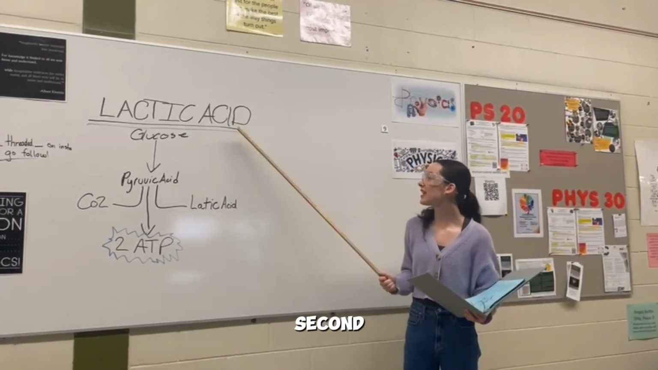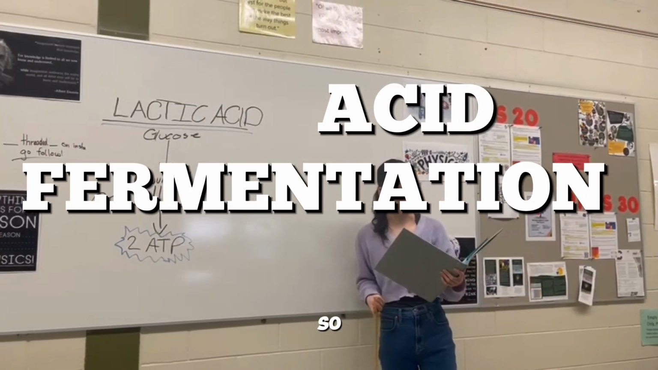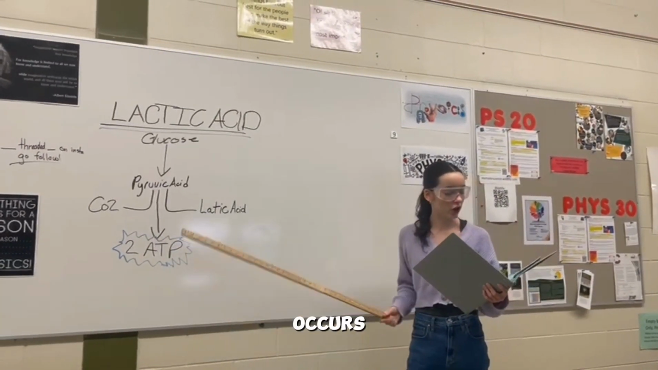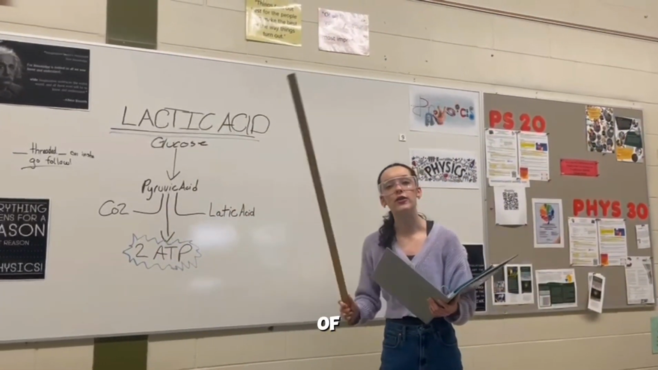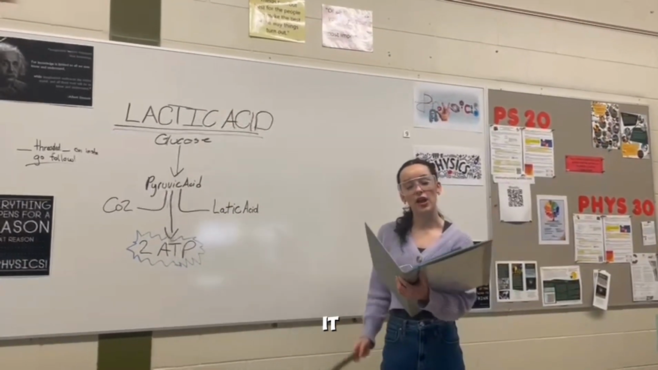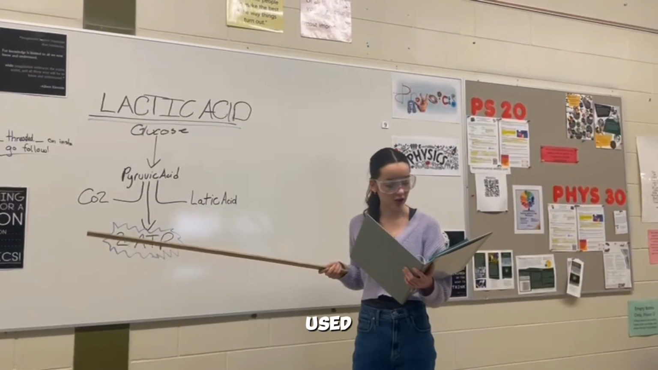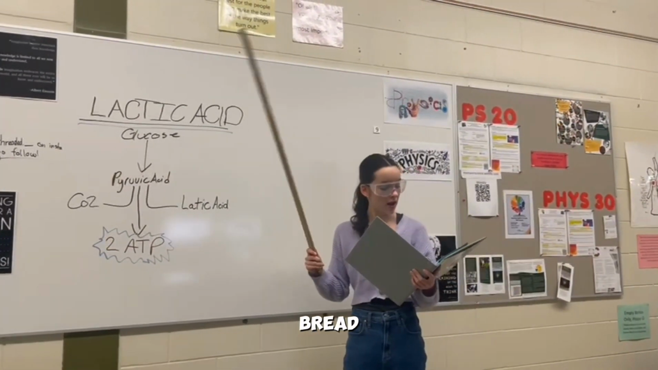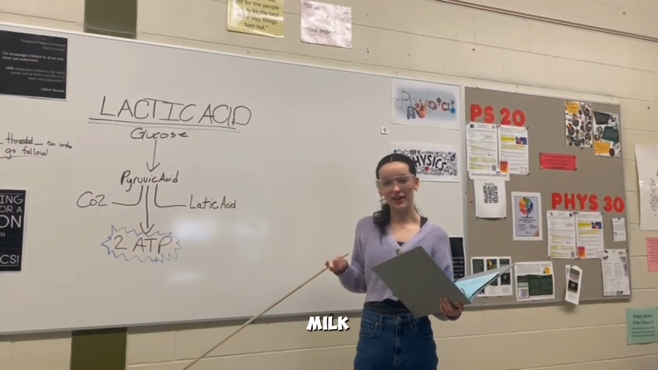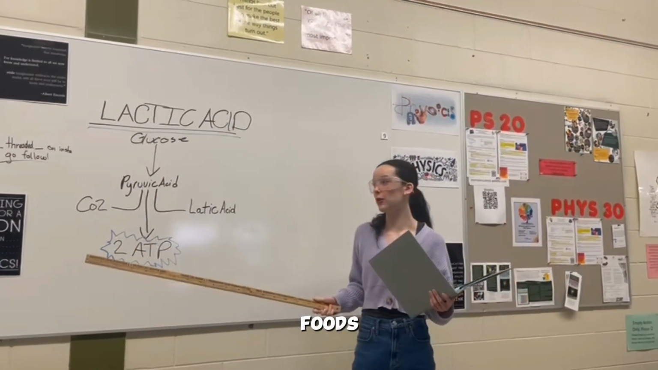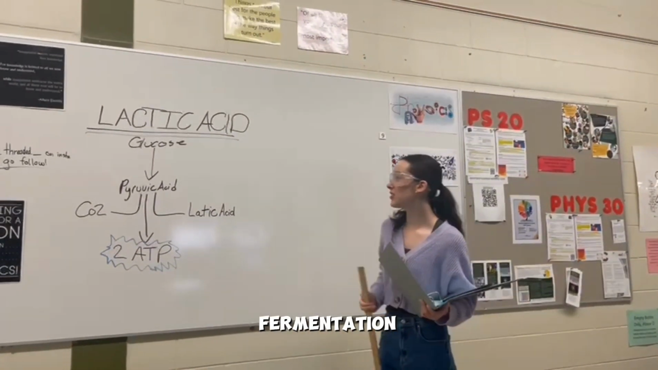Alright folks, our second experiment is lactic acid fermentation. So, lactic acid fermentation occurs in muscle tissue that lacks oxygen as a result of strenuous exercise, but it also occurs in certain bacteria whose flavor secretions are used to flavor sourdough bread, yogurt, some cheese, and the acid that makes milk, and other numerous fermented foods. So here is our diagram of how lactic acid fermentation works.